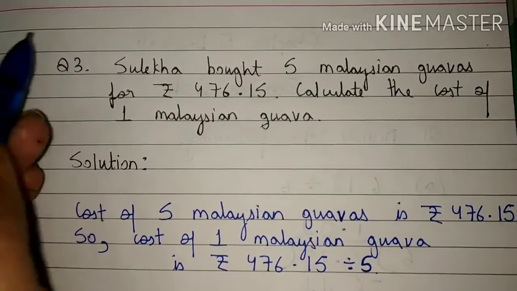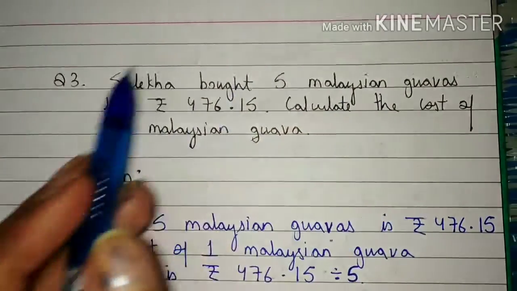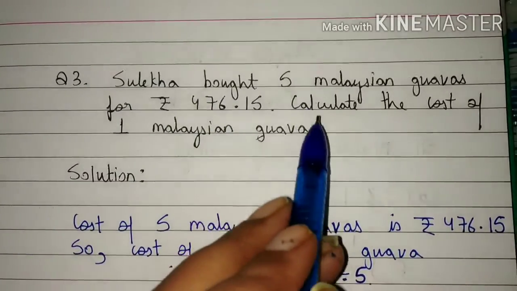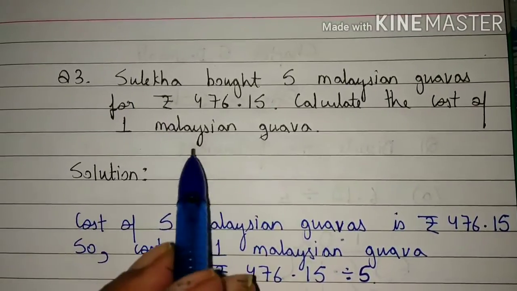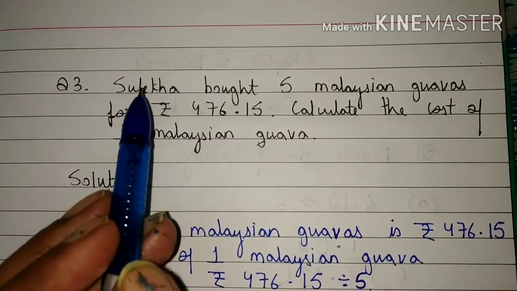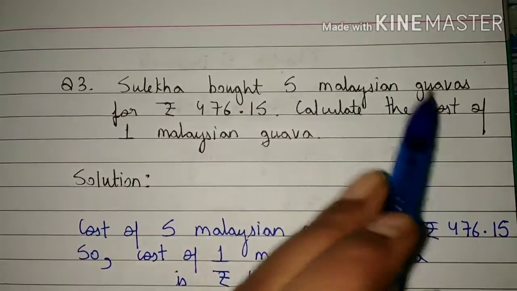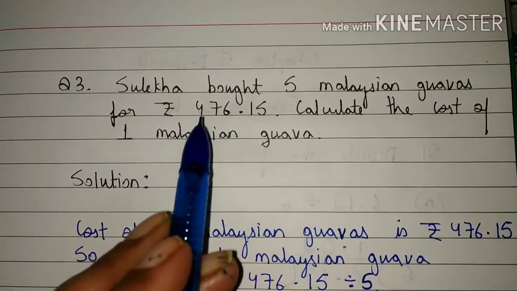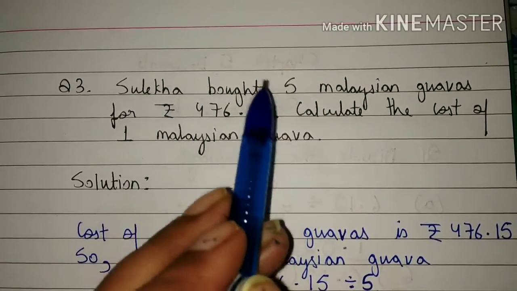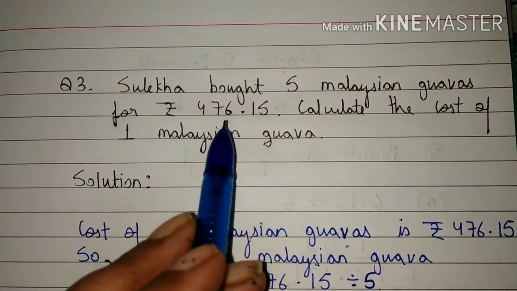Students, now come to question number 3. Sulekha bought 5 Malaysian guava for rupees 476.15. Calculate the cost of 1 Malaysian guava. Guava means amrut. Sulekha purchased 5 Malaysian guavas for rupees 476.15. So, the cost of 5 Malaysian guavas is rupees 476.15.